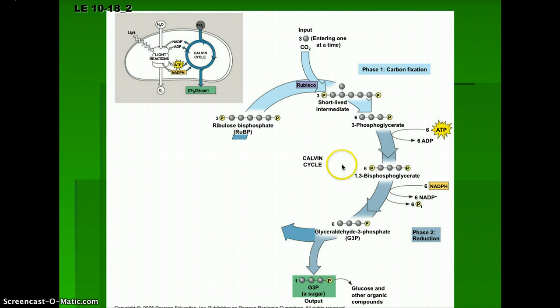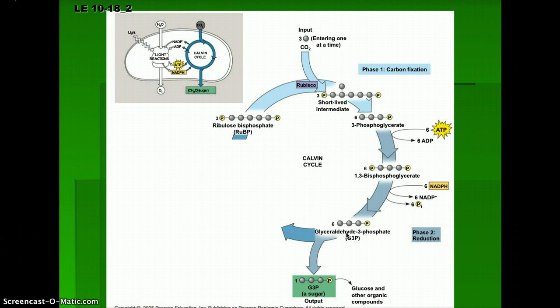The next step is the reduction step, where you take PGA, and PGA is going to be converted to our molecule that will become the sugar. And in order to go through that step, you need to have an input of energy. So 6 ATP molecules are going to come in, and those were generated during the light reactions of photosynthesis. And then you also have 6 NADPH molecules coming in. And those 6 NADPH molecules are going to be oxidized, and PGA will be reduced to form glyceraldehyde 3-phosphate, or G3P, also known as PGAL. So phase 2 of the Calvin cycle is called the reduction step.